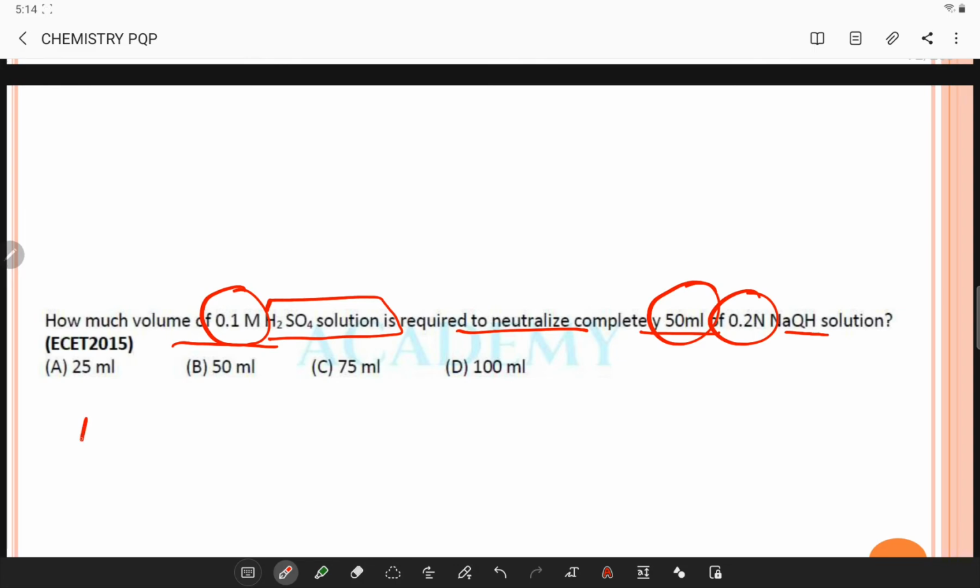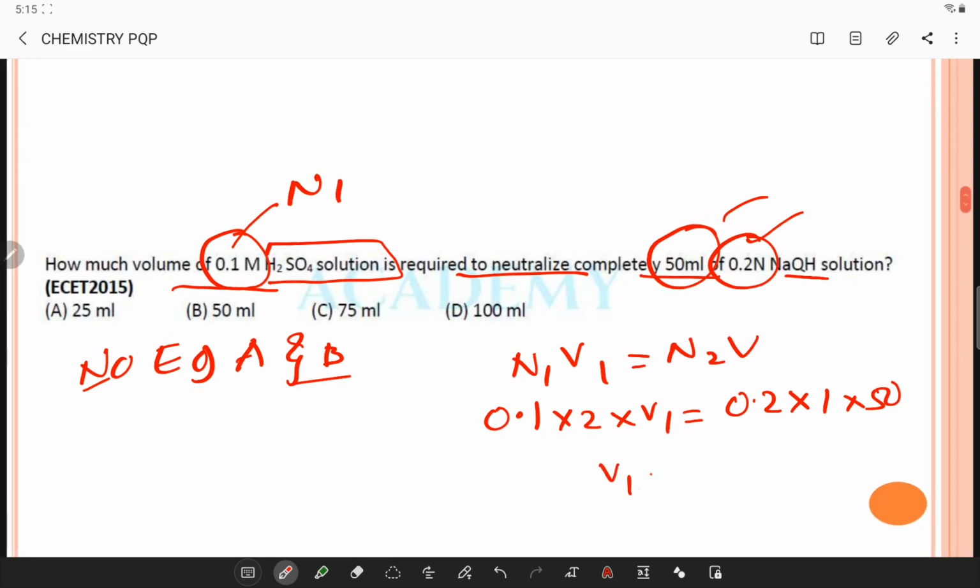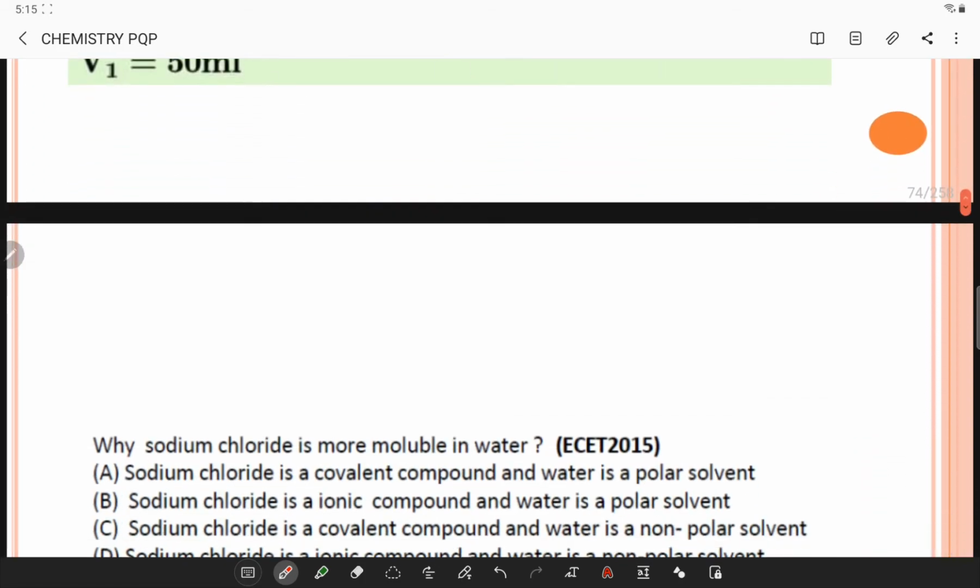So we remember number of equivalents of acid and base should be the same. So we have our formula N1V1 is equal to N2V2. This is your N1, which is 0.1 into 2 into V1 is equal to, here you have 0.2 normal into 1 into 50 ml. So if I rearrange, V1 is equal to 2 into 50 by 2, or V1 is 50 ml. I have the solution for this here also.